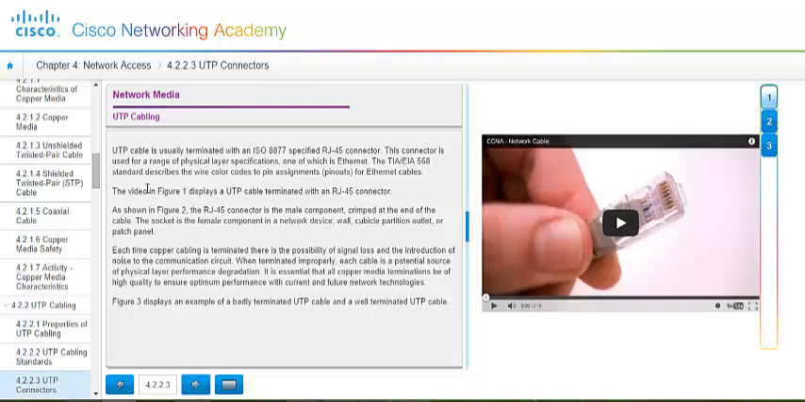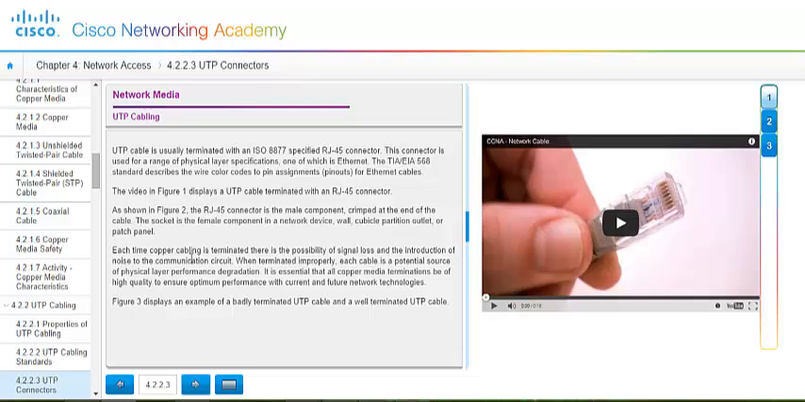The UTP cable is usually terminated with an ISO 8877 specified RJ45 connector, and this connector is used for a range of physical layer specifications, one of which is Ethernet. This video is going to display a UTP cable terminated with the RJ45 connector, and then I'll show you figure 2, which is the RJ45 connector, the male component, crimped at the end of the cable, and the socket, the female component, in a network device.